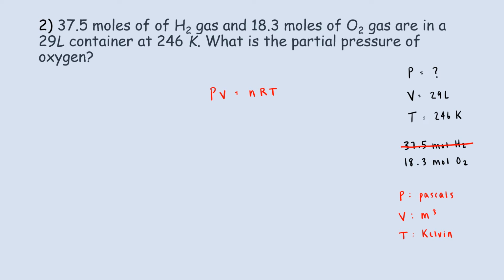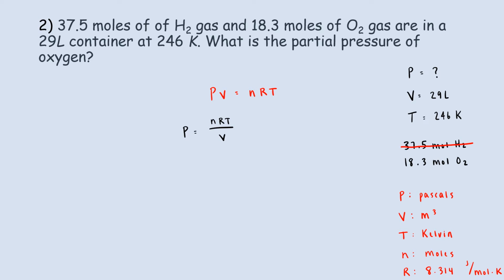And then we know that n is the number of moles. And then R, the gas constant we're going to use here, is 8.314 joules per mole Kelvin. So it's important that you use these units because otherwise your answer is not going to be accurate. So we'll start by rearranging this equation to solve for P. We have P equals nRT over V.